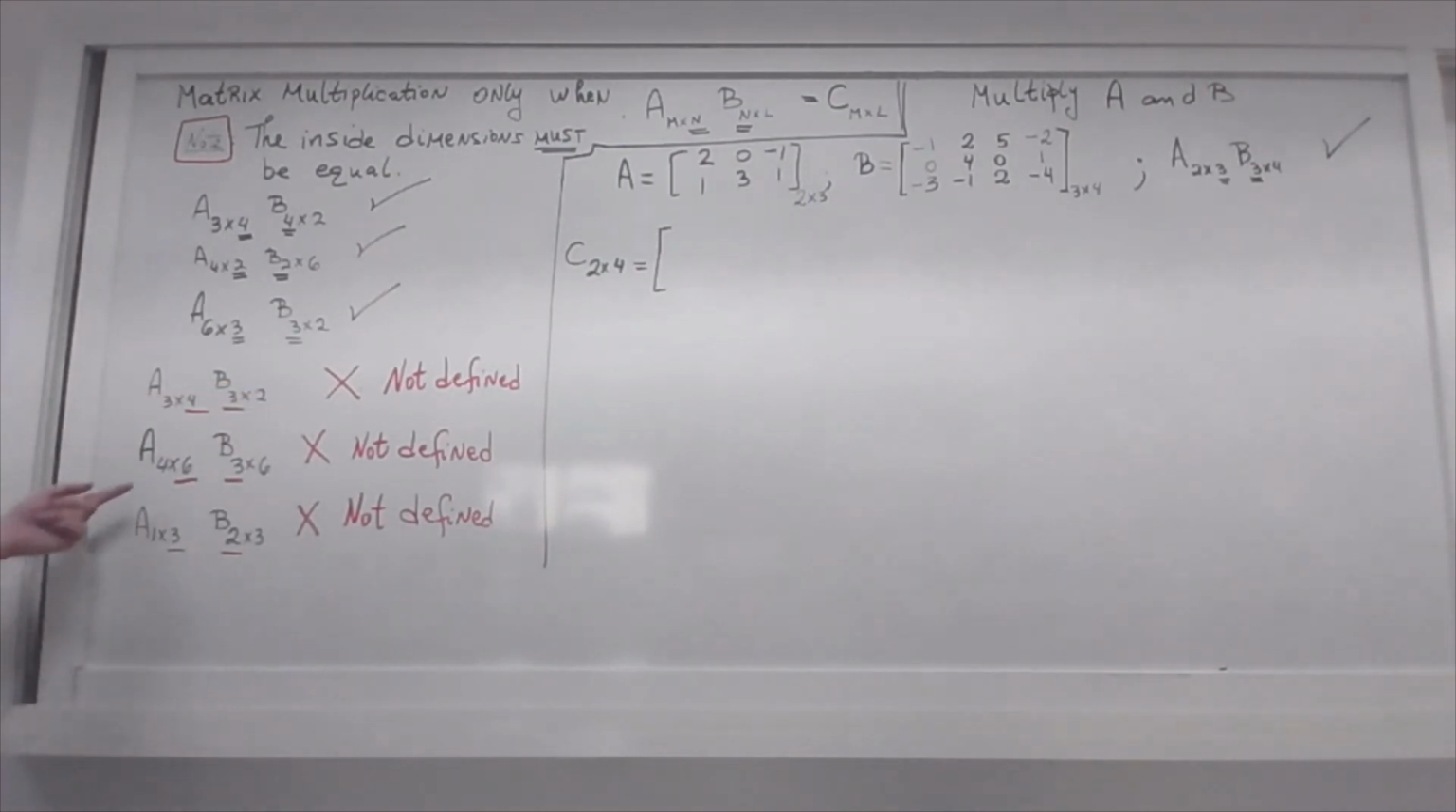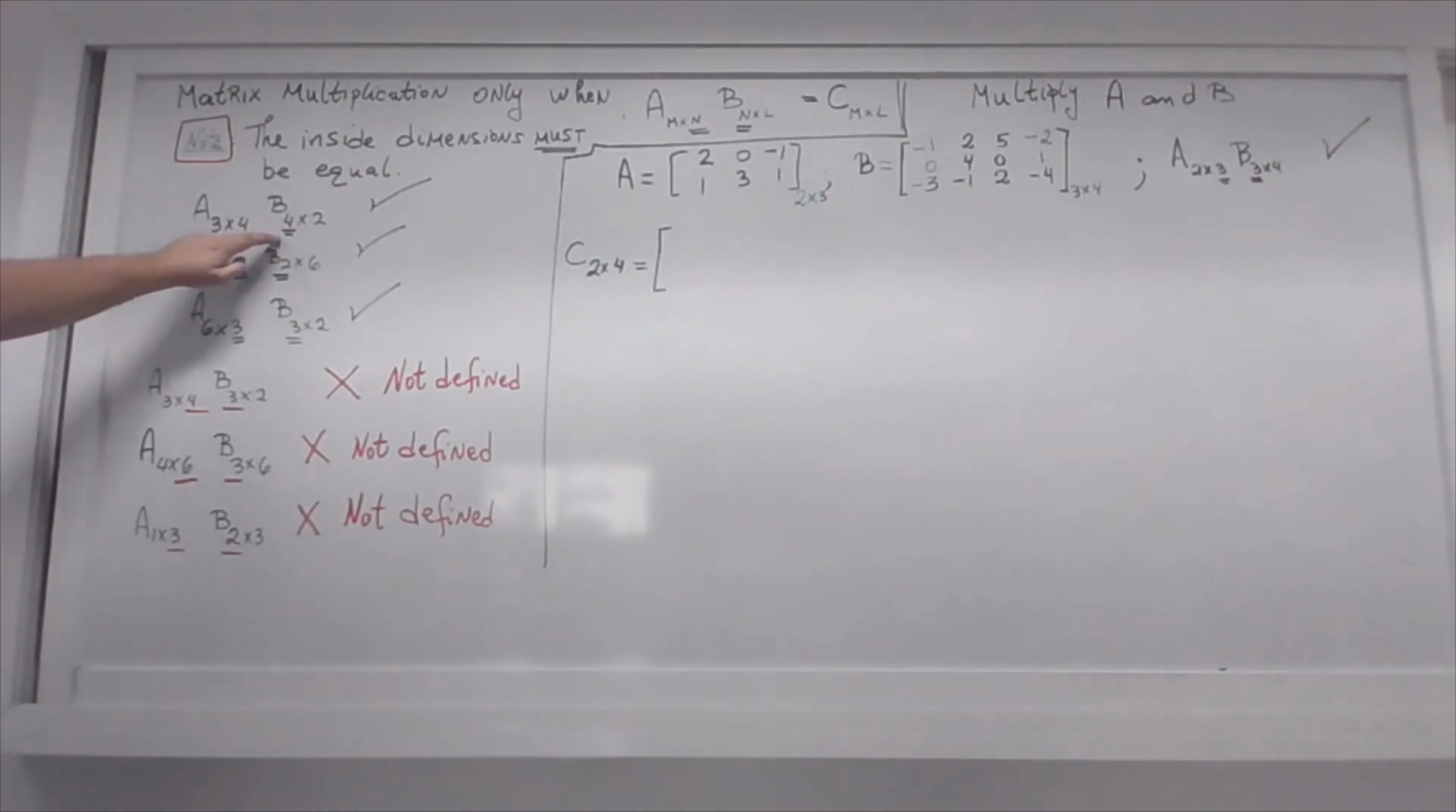It's impossible to do. Another example, a matrix 4 by 6, I try to multiply by a matrix 3 by 6. It doesn't work because the inside dimensions are different, they are not equal. So this product is not defined, impossible to do. A matrix 1 by 3 cannot be multiplied by a matrix 2 by 3. The reason: inside dimensions are not equal. So this product is not defined, cannot be done. So we cannot just multiply any matrices we like, only those for which the inside dimensions are equal.